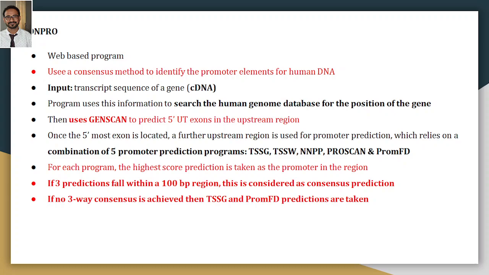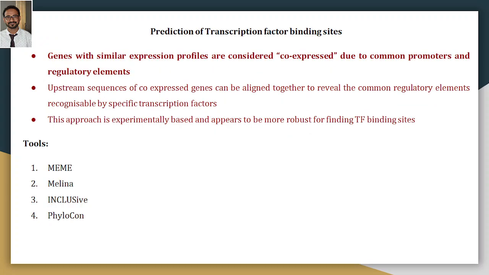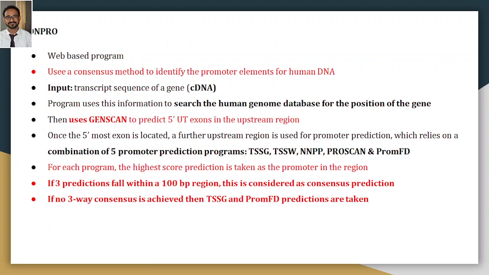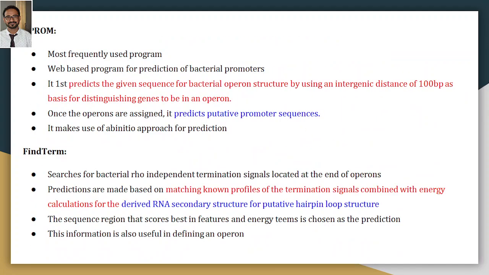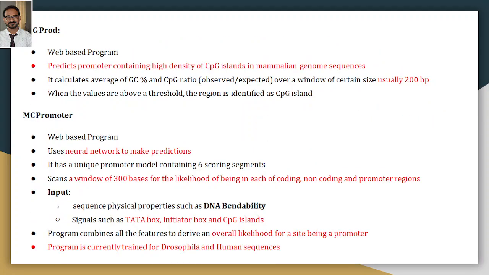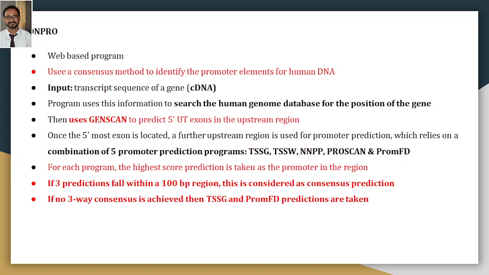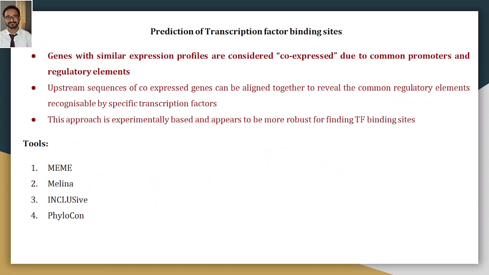So that was about the ComPro finder, what you call the promoter, for the prokaryote and eukaryotic also we discussed. Next, prediction of transcription factor binding sites, the third one. Here genes with similar expression profiles are considered co-expressed due to the common promoter and regulatory elements. You already know what co-expressed is, right? We call it co-expressed because of the common promoter and regulatory elements.